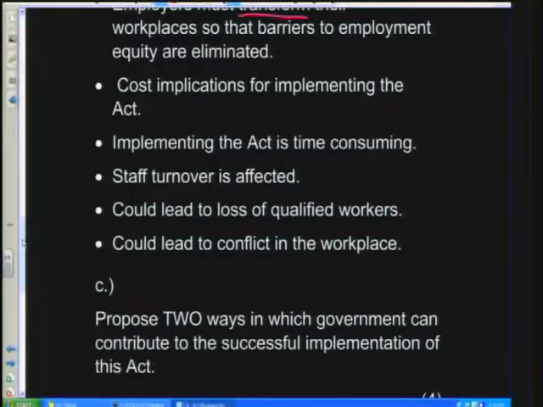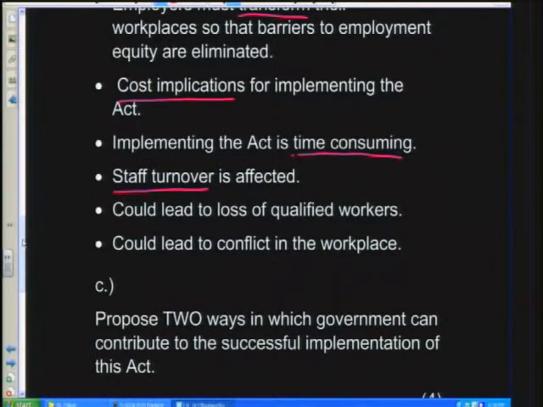Then, cost implications for implementing the Act. Implementing the Act is time-consuming. So it's going to cost me money and it's going to take my time. Staff turnover. What does that mean? Turnover means when people are leaving. So if you've got a high turnover, it means people are leaving quickly.